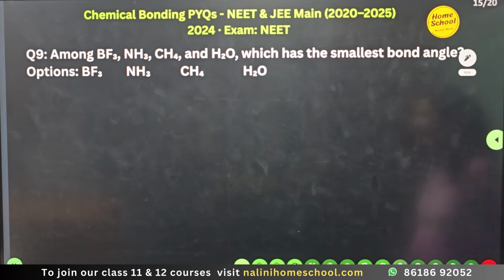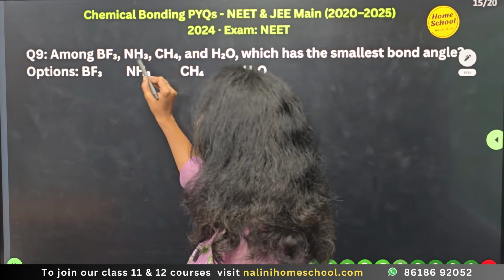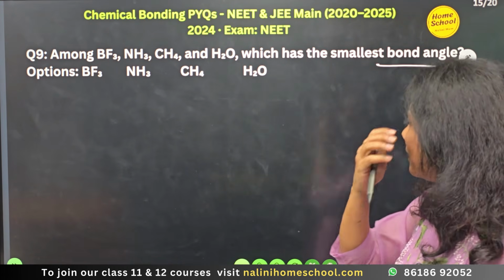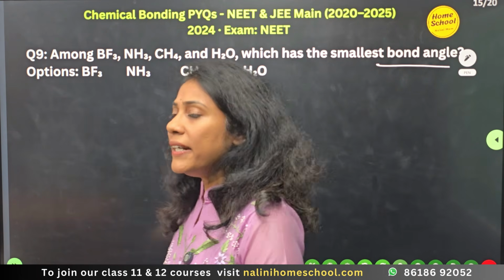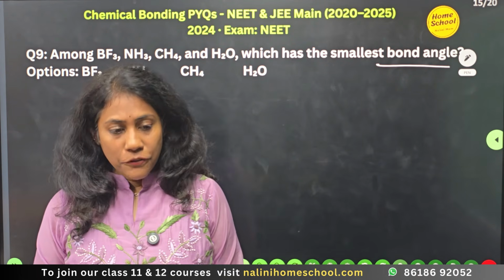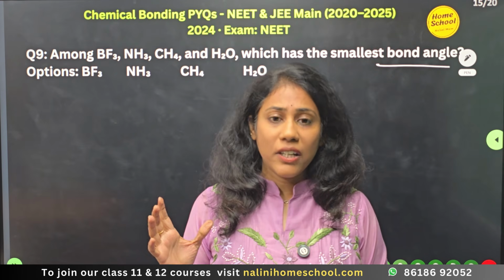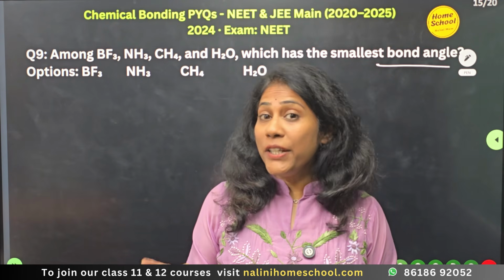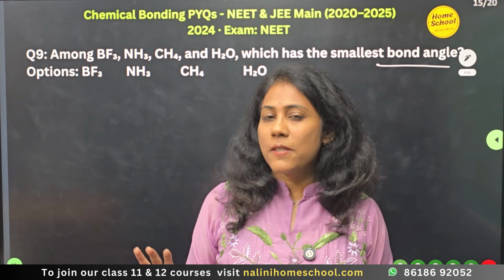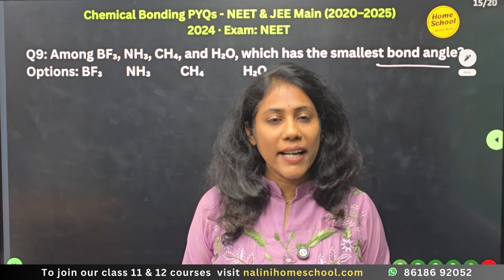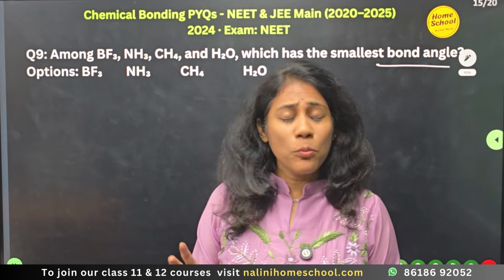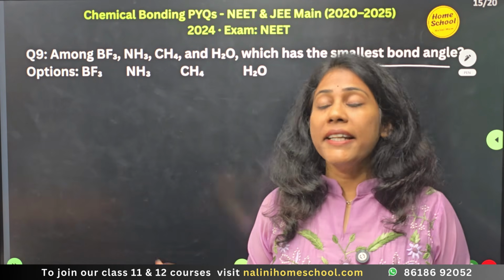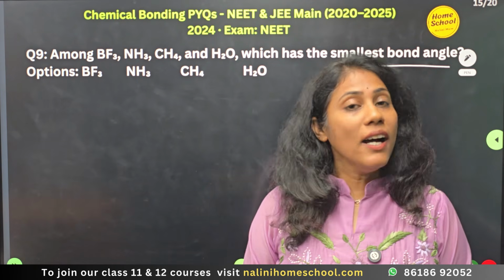Now moving on to the next question. Among BF3, NH3, CH4 and H2O, which has the smallest bond angle? Guys, I have created a very amazing trick related to bond angle and made a video on it, and I will give the video link in the description. Please watch the trick on bond angle. Questions relating to bond angle are very common in competitive exams, and if you learn the trick, it's very easy to find the answer.